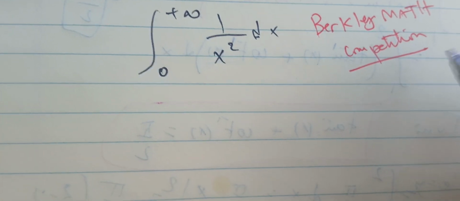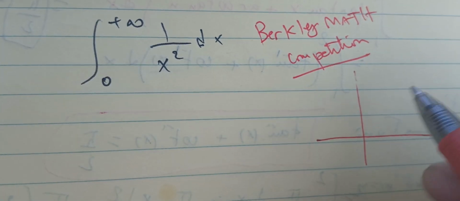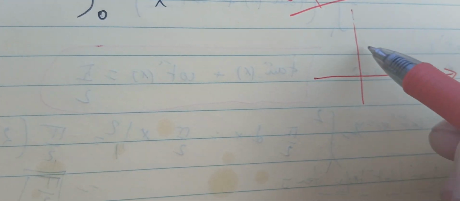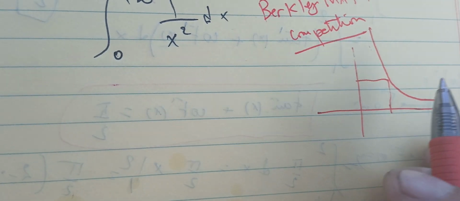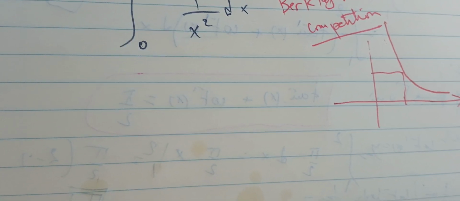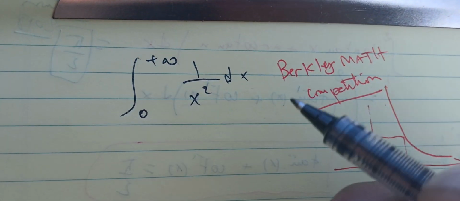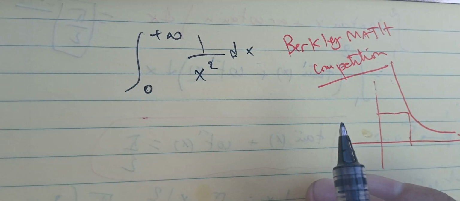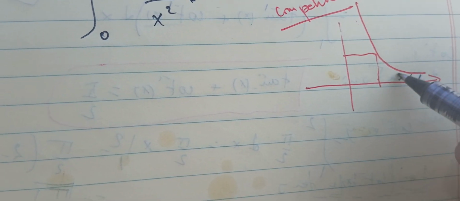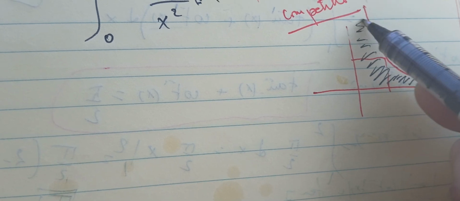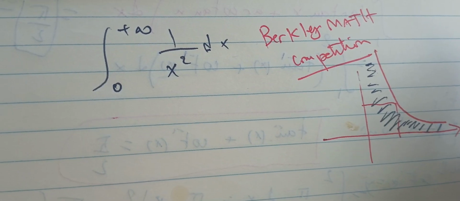If we graph the function 1 over x squared, let's say this is 1 here, and assume that this is the graph. We want to find how much this value is. The geometric meaning of this improper integral is that 1 over x squared is a positive function, and it's here. So we want to compute this integral. Is it finite or infinite?